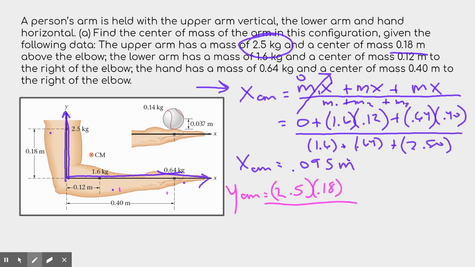And you're still going to divide that by the mass of all three parts together. So again, 2.5 plus 1.6 plus 0.64. And you should find that in the y direction, the point is also 0.095 meters. And if we plotted that on a graph, we would find our point is 0.095, 0.095. So that's the x and the y component for that point.